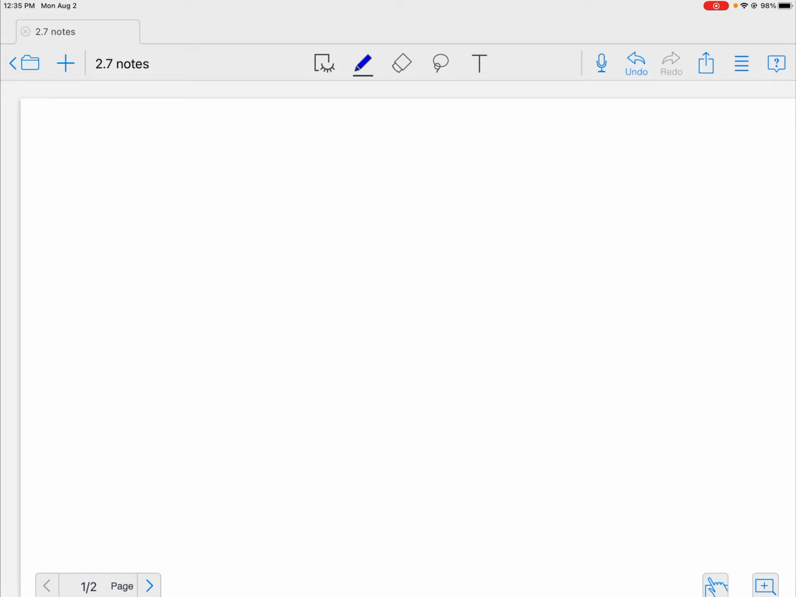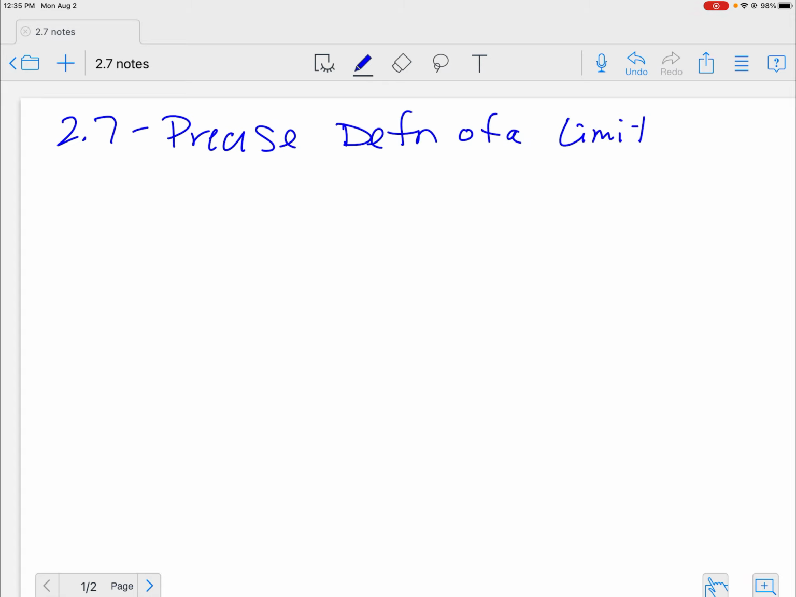Okay, so we have looked at limits this whole chapter. Let me write this down because I can't do two things at once. We've looked at limits this whole chapter. Now we're going to say, what is the concept behind it? Seems a little backwards, right?